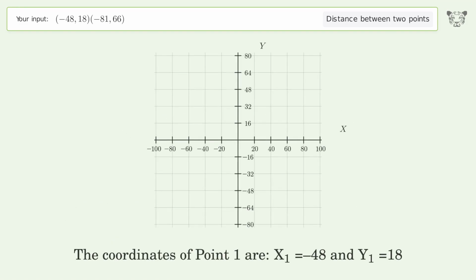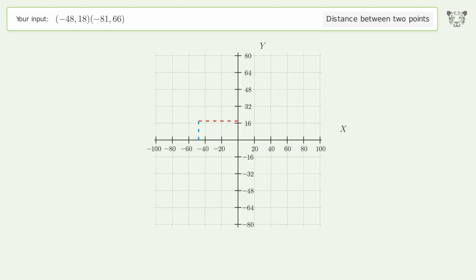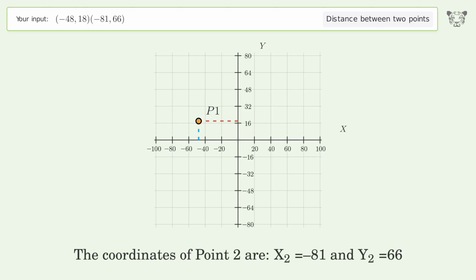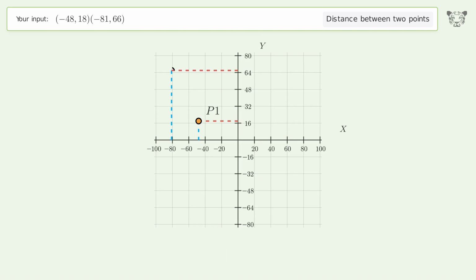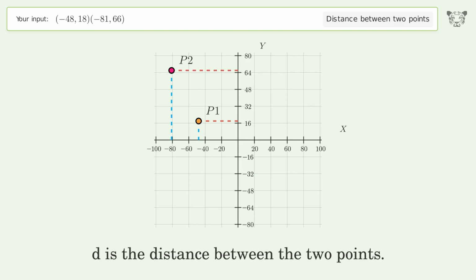The coordinates of point 1 are, x1 equals negative 48 and y1 equals 18. The coordinates of point 2 are, x2 equals negative 81 and y2 equals 66. D is the distance between the 2 points.